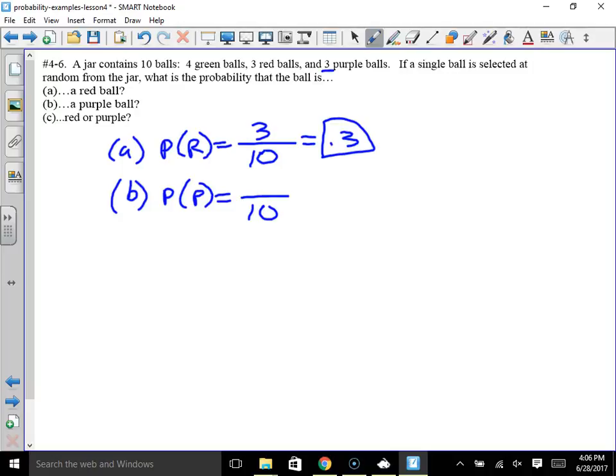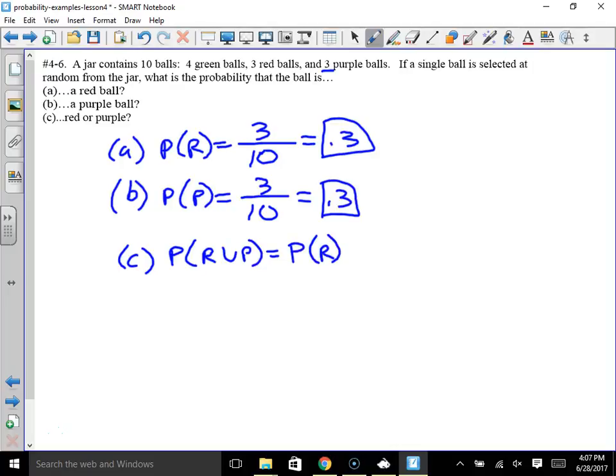Looks like 3 of them are purple, so the probability would be 0.3 again that we would get a purple ball. And for the second one, it's the probability that it's red or purple. Right, so that's going to be the probability of red plus the probability of purple, and then minus the probability of red and purple at the same time. But a ball can't be red and purple at the same time. If it's red, it's not purple, so that's 0. So this would just be 0.3 plus 0.3, which would be 0.6.